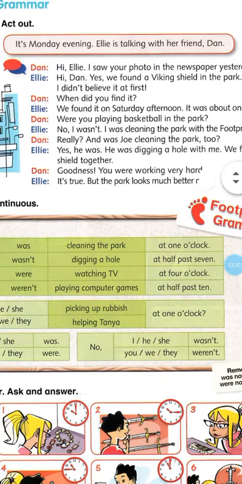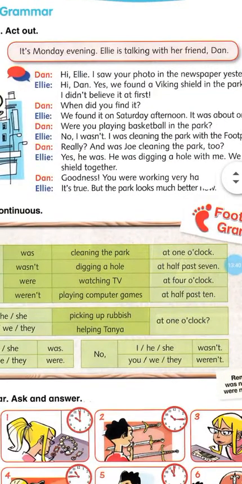It was about 1 o'clock. "Were you playing basketball in the park?" Now look at this question. This question isn't in the past simple like the previous questions, because this action took time happening in the past. The verb see does not take time, but the verb play takes time. So it will be in the past continuous.